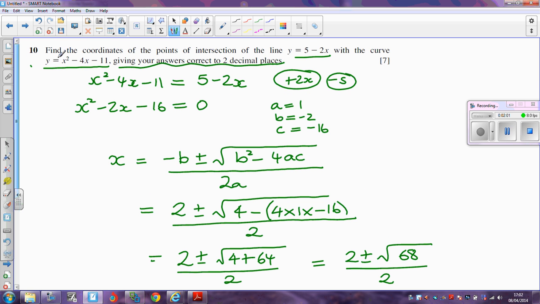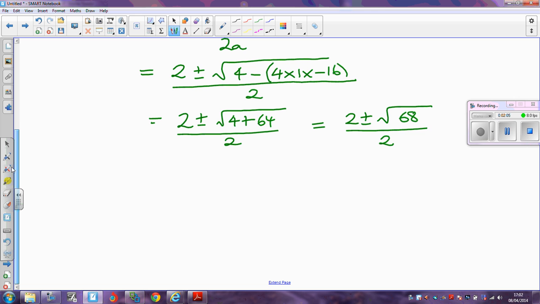Now, just checking, we are looking for points of intersection, so there are going to be 2 solutions to that. First of all then, I'm going to just put those into my calculator one at a time. So x is going to be 2 plus the square root of 68 divided by 2. Now if you put that into your calculator, that comes out as 5.1231. I would either save that in your memory or keep it on your calculator screen. You now need to find the y value that goes with that.